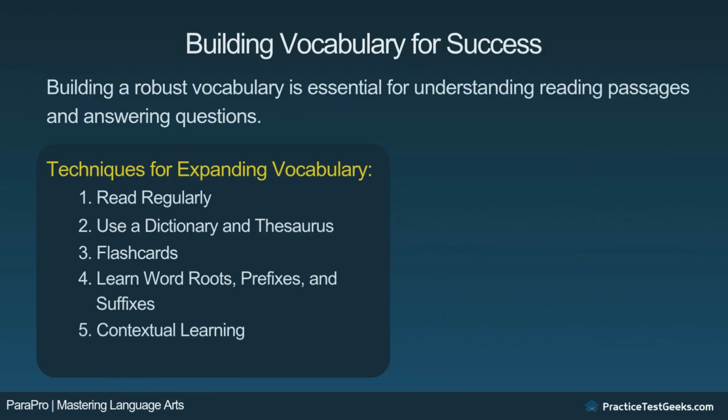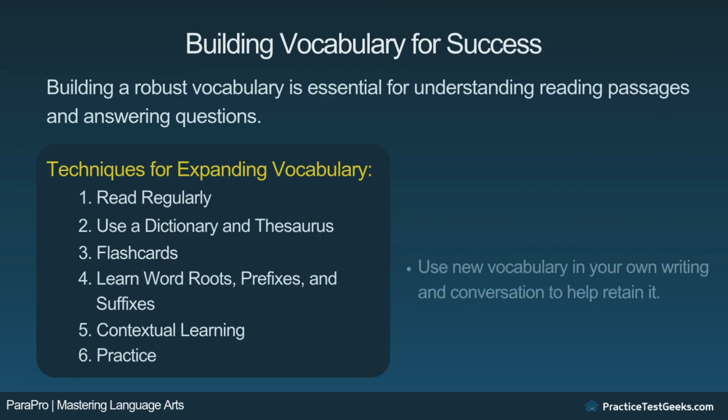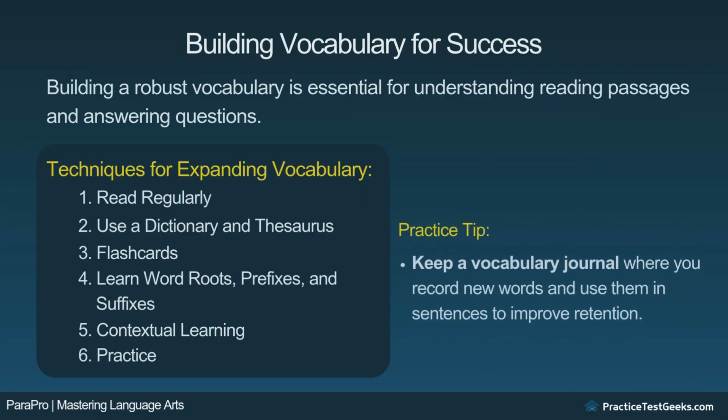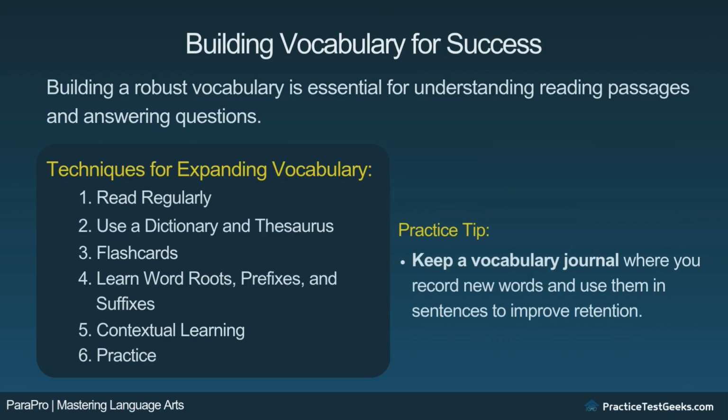5. Contextual learning. Pay attention to how words are used in sentences. This reinforces their meaning in different contexts. 6. Practice. Use new vocabulary in your own writing and conversation to help retain it. Practice tip. Keep a vocabulary journal where you record new words and use them in sentences to improve retention.